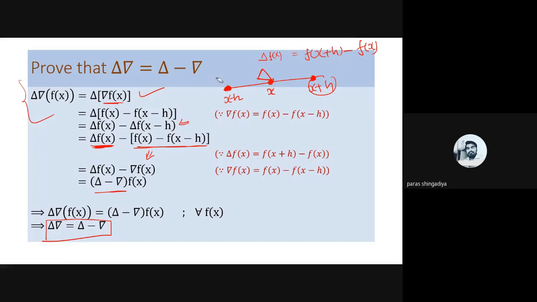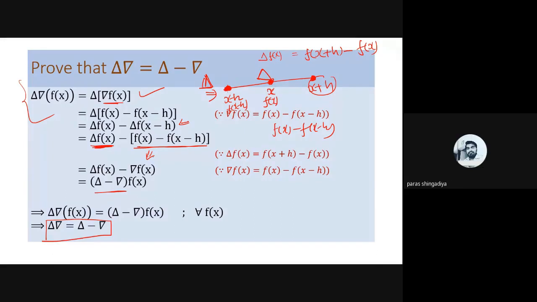Now you are applying delta at x minus h, so what will the output be? What is the next value? After x minus h comes x. So here f(x) is defined, and at x minus h, f of x minus h is defined, the difference. So it will be f(x) minus f of x minus h. Okay, is it clear? Yes, sir.